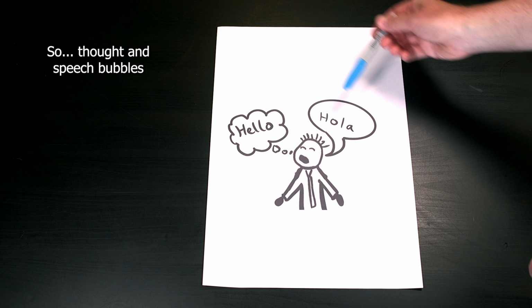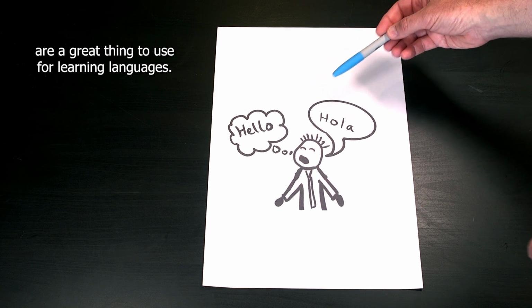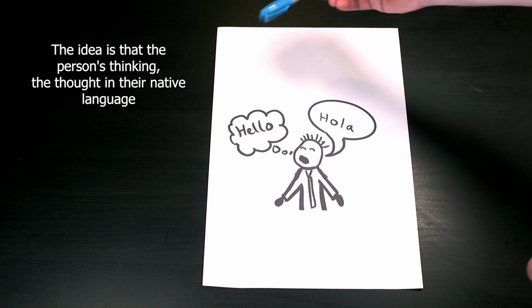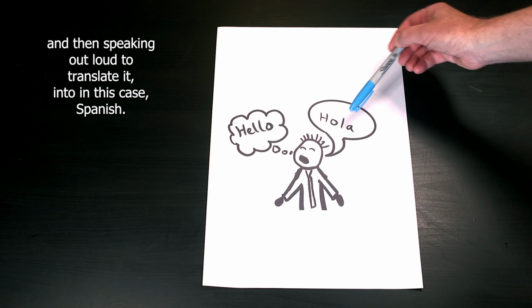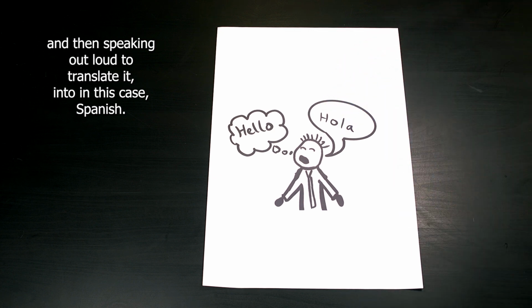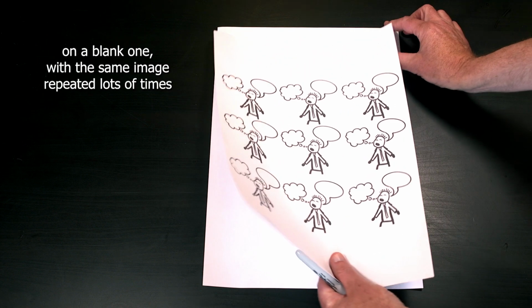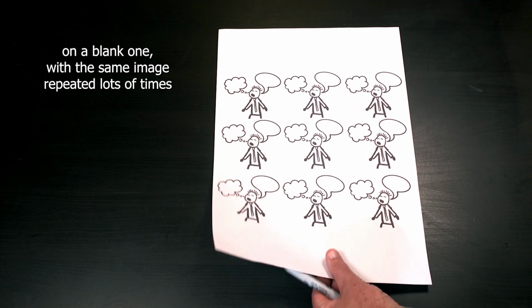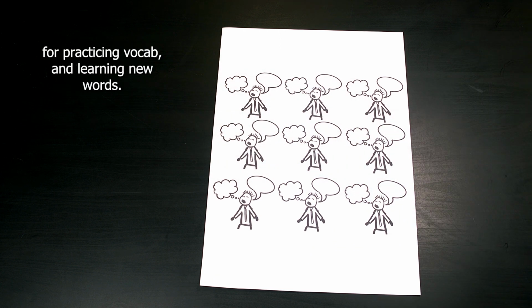So thought and speech bubbles are a great thing to use for learning languages. The idea is that the person's thinking the thought in their native language and then speaking it out loud to translate it into, in this case, Spanish. So using something like that and a blank one with the same image repeated lots of times, you can make yourself a sheet where you can use for practicing vocab and learning new words.